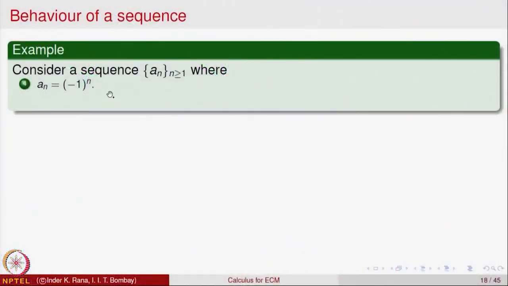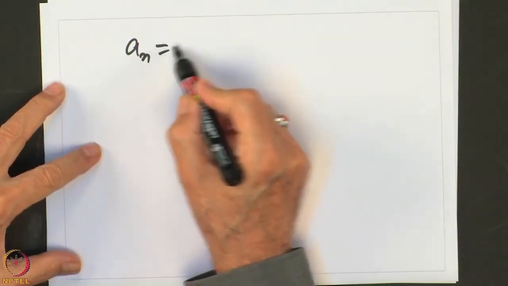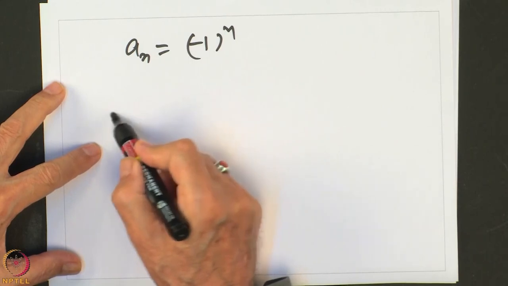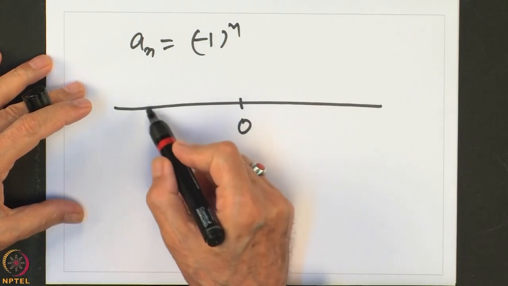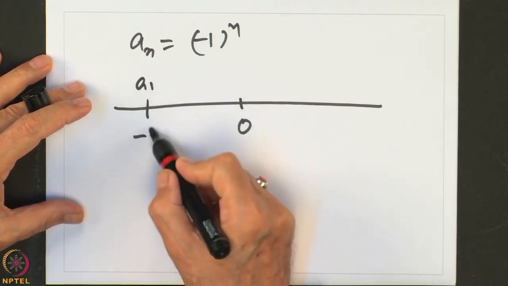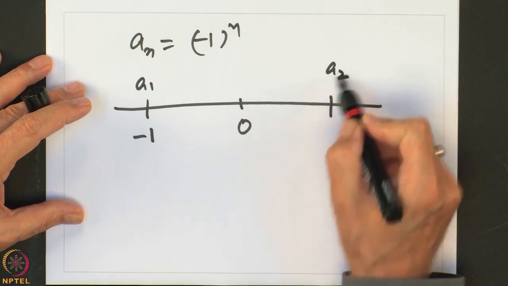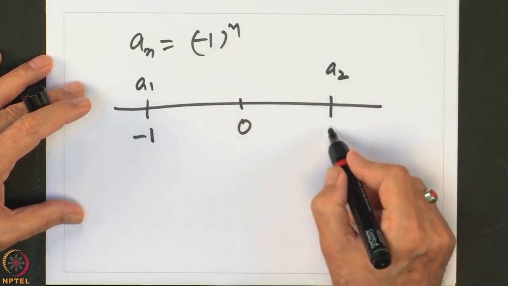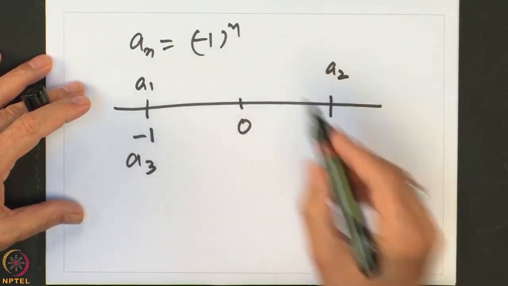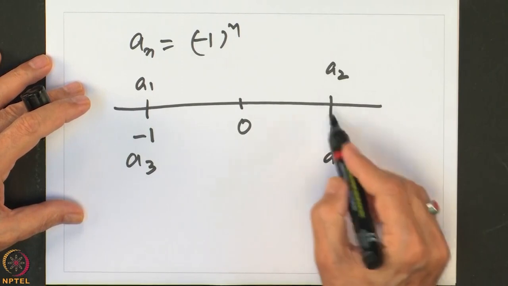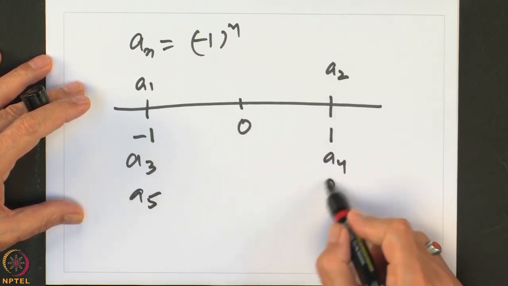Let us look at one more example of a sequence a n, where a n is equal to minus 1 to the power n. So, what is happening to this sequence? So, if I try to plot it, it is 0 here. So, n equal to 1, I will get a 1 which is equal to minus 1. What is a 2? A 2 is minus 1 to the power 2, that is 1. A 3 will be equal to again minus 1. A 4 will be equal to again 1. A 5 again here, A 6 here.